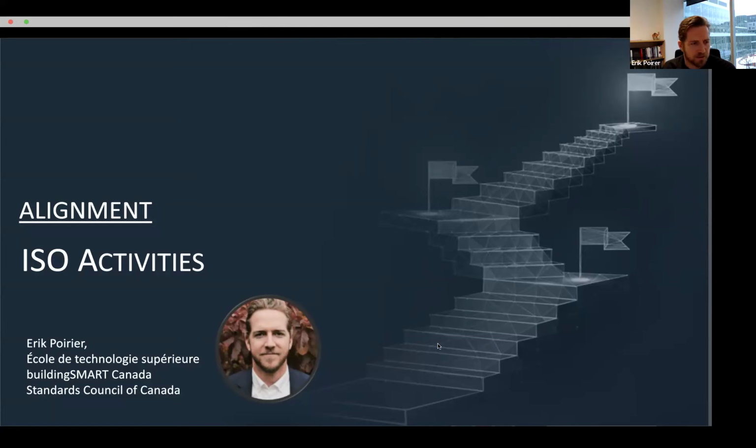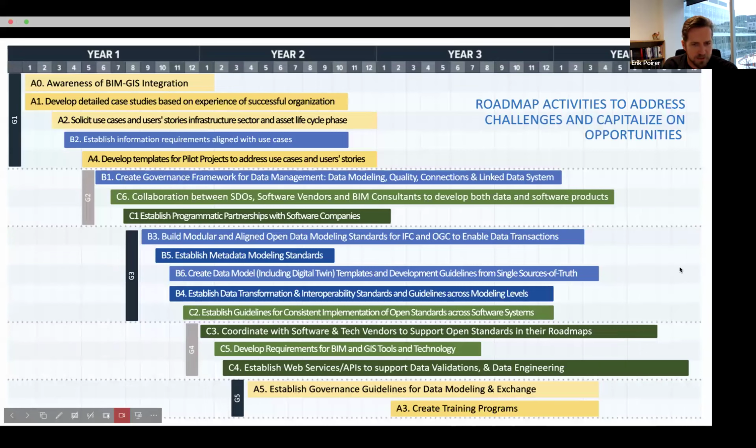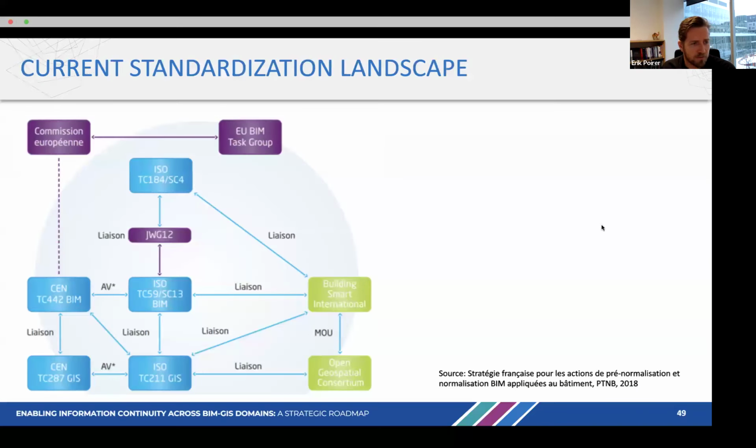I'm here to talk about current activities at ISO related to the BIM GIS development work. I am having an issue moving my screen, so hopefully it will work. So just in terms of where we situate the current work at ISO within the roadmap developed by the team, there are two places.